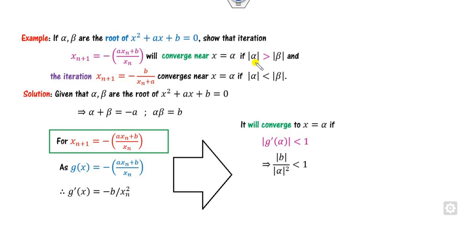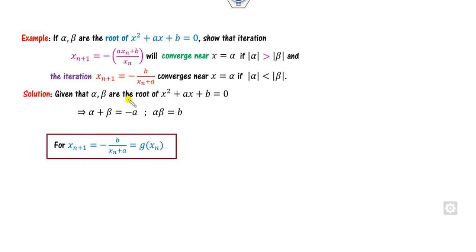Now since we need the answer in terms of alpha and beta, we can see this number is greater than b. I can substitute the value of b here. Fine. So the value of b is mod alpha mod beta. You can see one alpha will be cancelled and the equation will be, this is my equation. So it means this will be convergent only when this condition holds. Similarly, you can try for the second part.